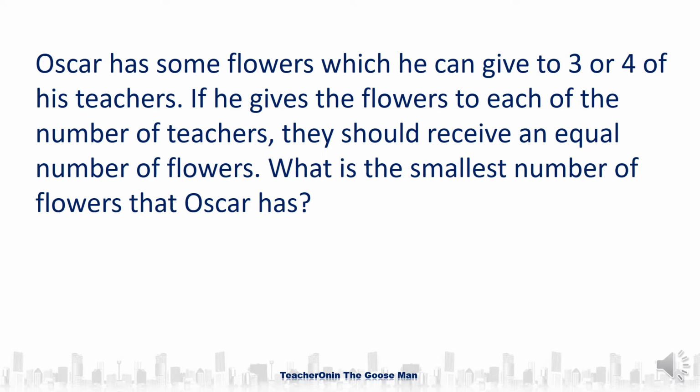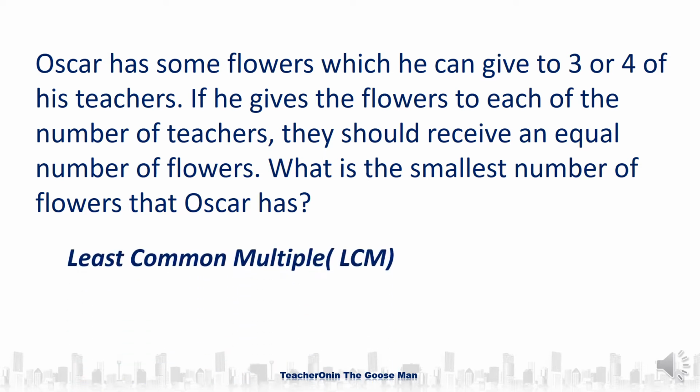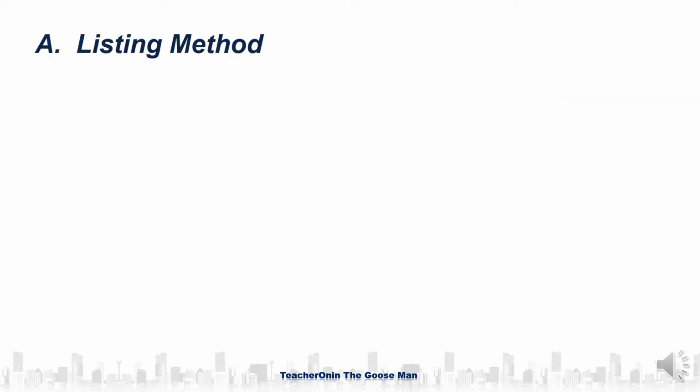Any idea? Okay, in order to solve this problem, we will use the idea of least common multiple, or what we call LCM. The LCM, or least common multiple, of two or more numbers is the smallest multiple common to them. So there are three methods that we will use. The first one is the listing method.